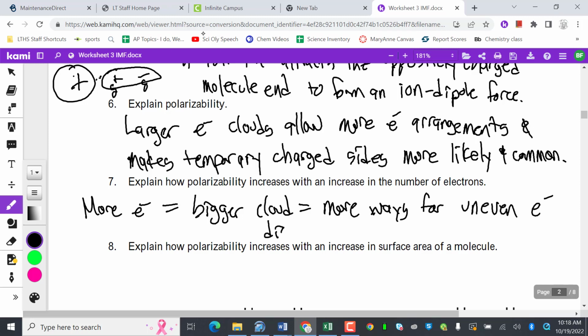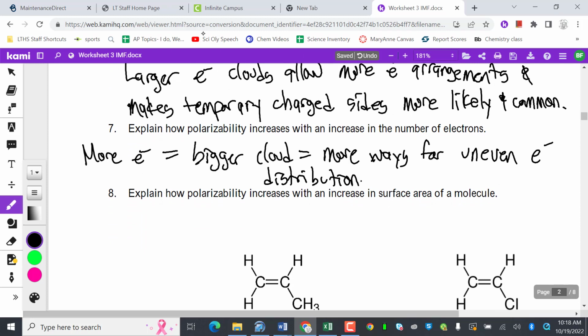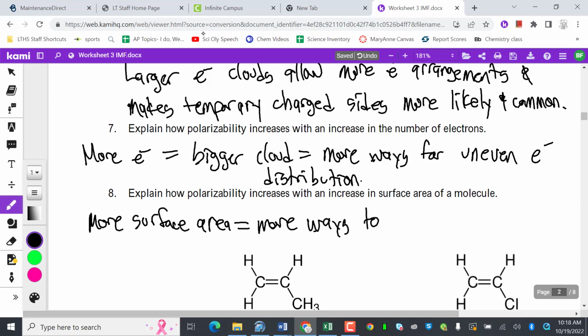Electron distribution. So now polarizability increases with an increase in surface area of a molecule. More surface area equals more ways. So a bigger surface area means you've got more ways to arrange an uneven electron distribution.